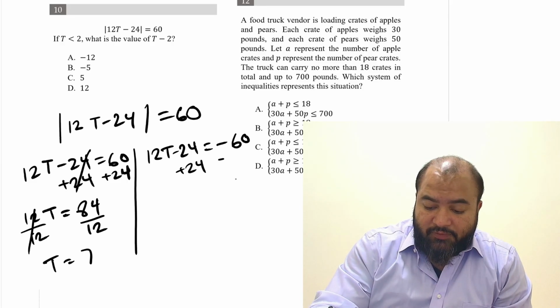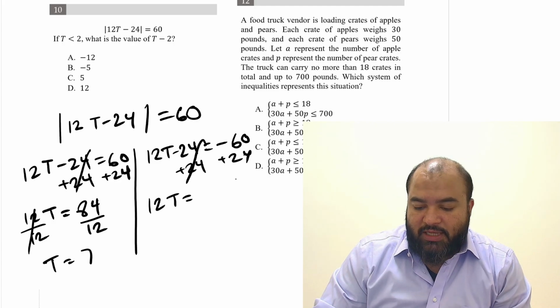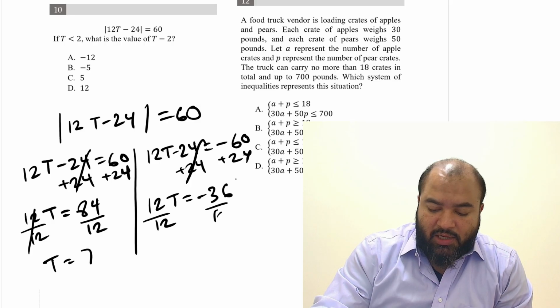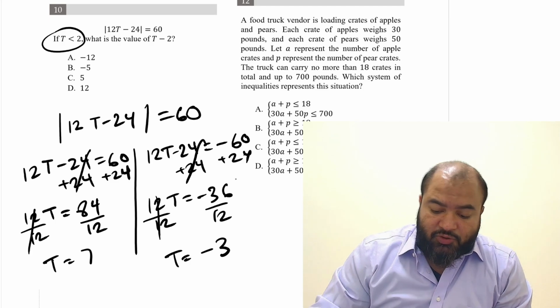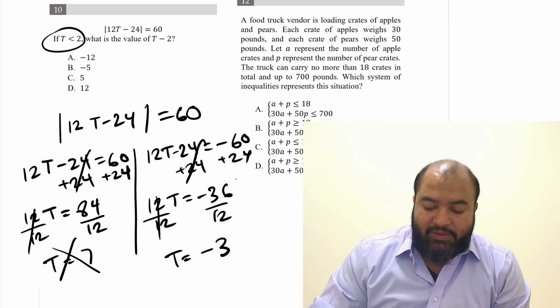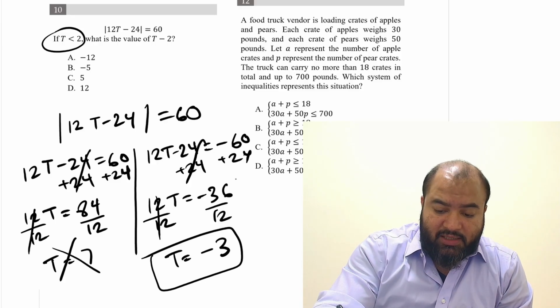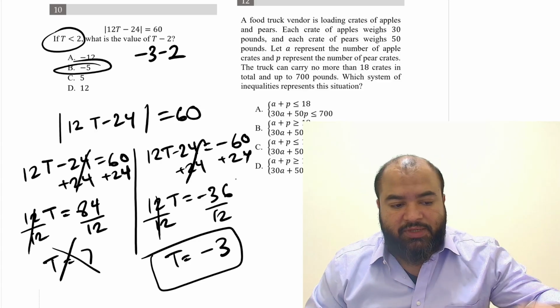Here plus 24 both sides. So 12t equal to, how much is that? Negative 36. Divide by 12. So t is equal to negative 3. Now look, if t is less than 2, we have to reject the 7. So we're going to use this value, negative 3. Then what is the value of that? So we're going to plug it in. Negative 3 minus 2 is negative 5. So B is the answer.